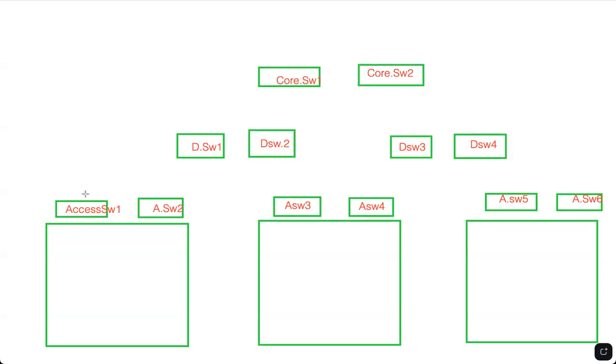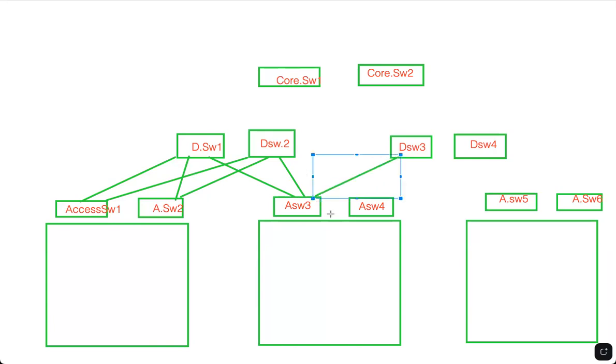So the access switch 1 will be paired to DS1 and DS2. Access switch 2 will be pairing to DS1 and DS2. Access switch 3 will be connected to this one and this one. It can also have connections to DS3, DS4, and this can have a connection to this one and this one, and then this one, and then this one. So we connected to this one.